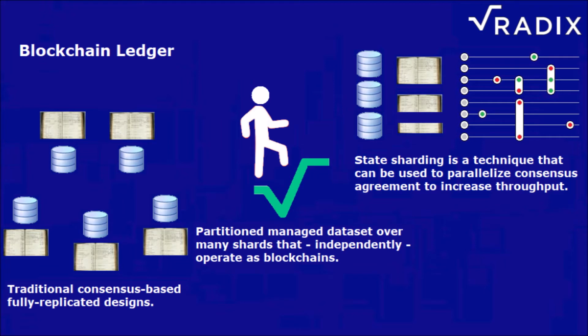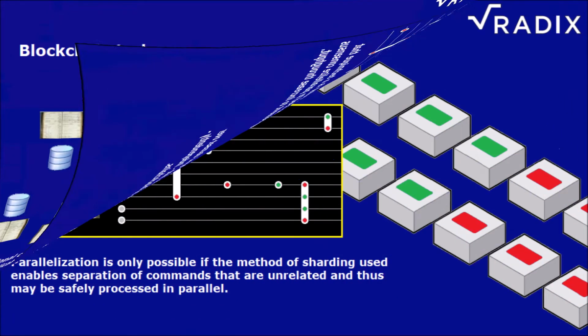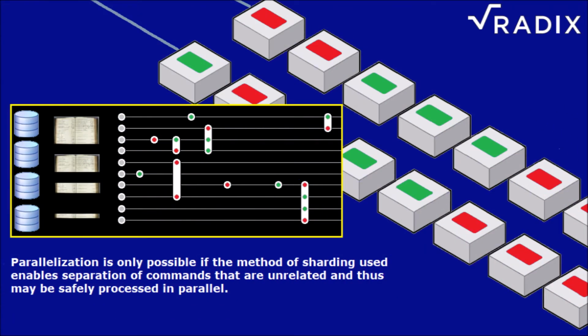State sharding is a technique that can be used to parallelize consensus agreement to increase throughput. However, this parallelization is only possible if the method of sharding used enables separation of commands that are unrelated and thus may be safely processed in parallel.